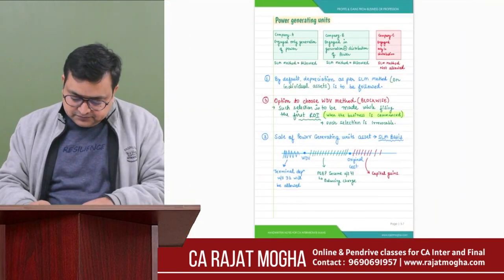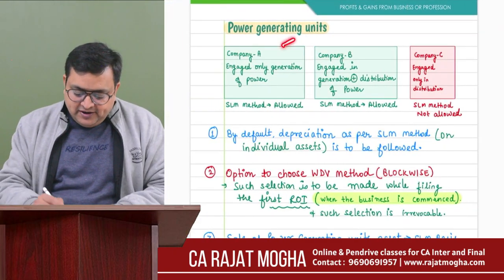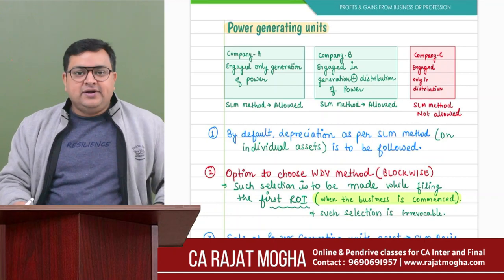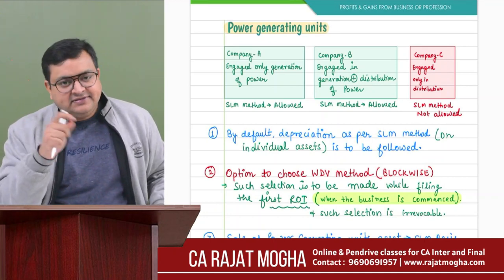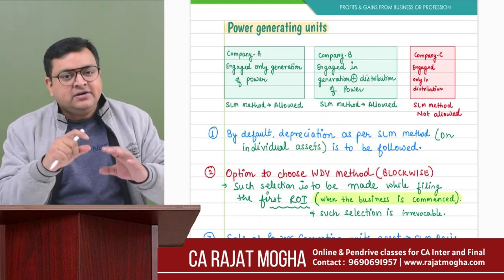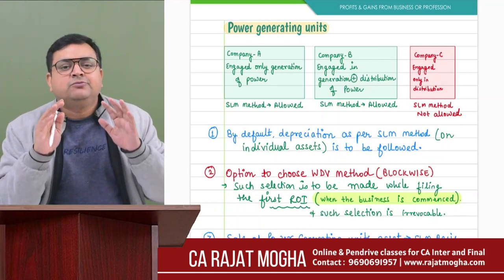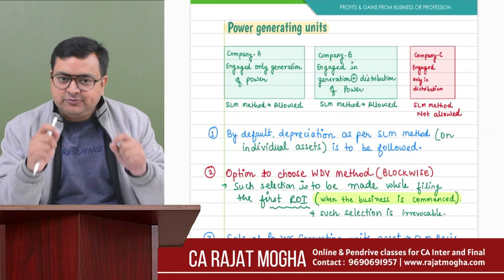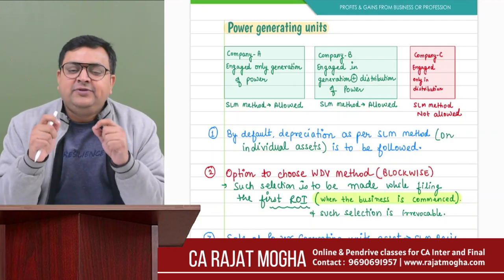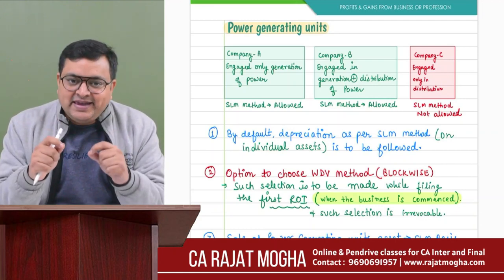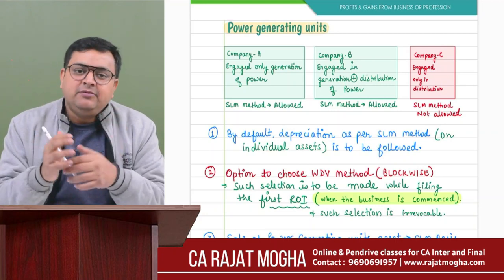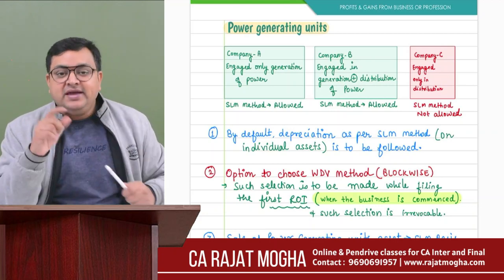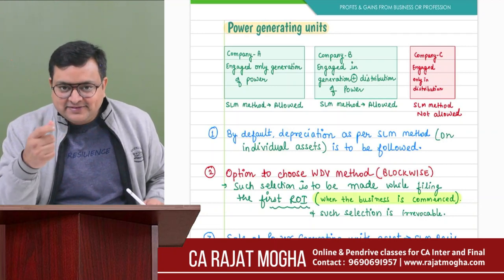Right? Okay. I was talking about power generating units. These power generating units can charge depreciation by SLM and also by WDV. By default, the SLM method is provided to them. And if they wish, they can say that they would like to choose the WDV method also. But they have to express this opinion.